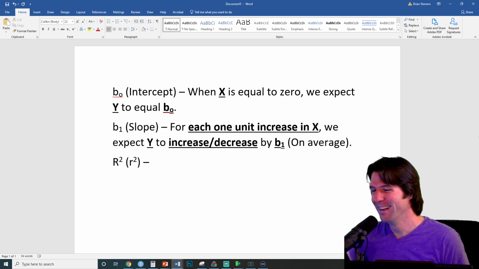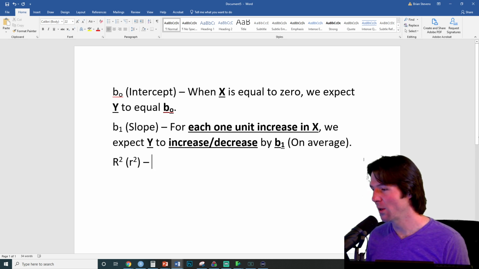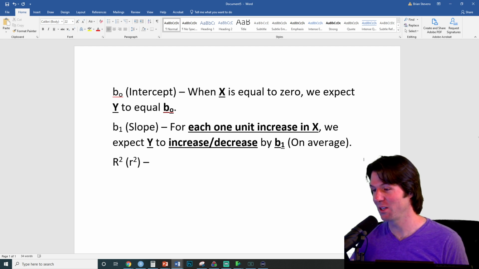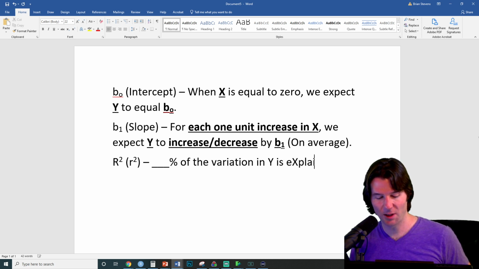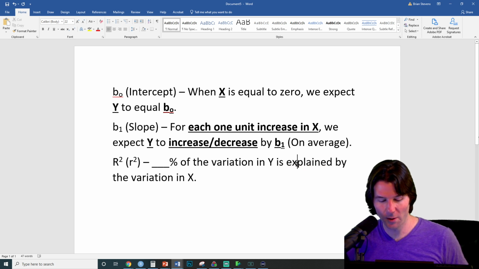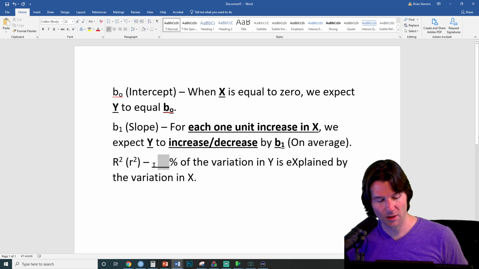You guys got it. It's not the residuals, because residual in notation is E, but R is correlation. So it's correlation squared. You guys are getting it. R squared is literally R squared. And it is blank percent of the variation in Y is explained by the variation in X. And I did want that capital X there.